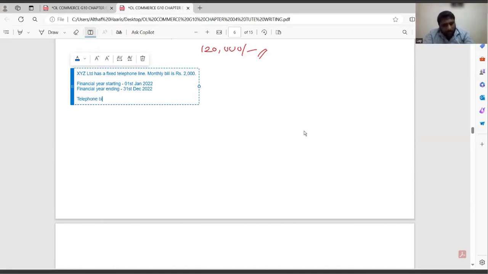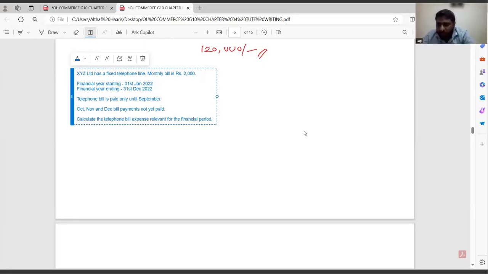Telephone bill is paid only until September. October, November and December bill payments not yet paid. Calculate the telephone bill expense relevant for the financial period. Yes, write it in your book.